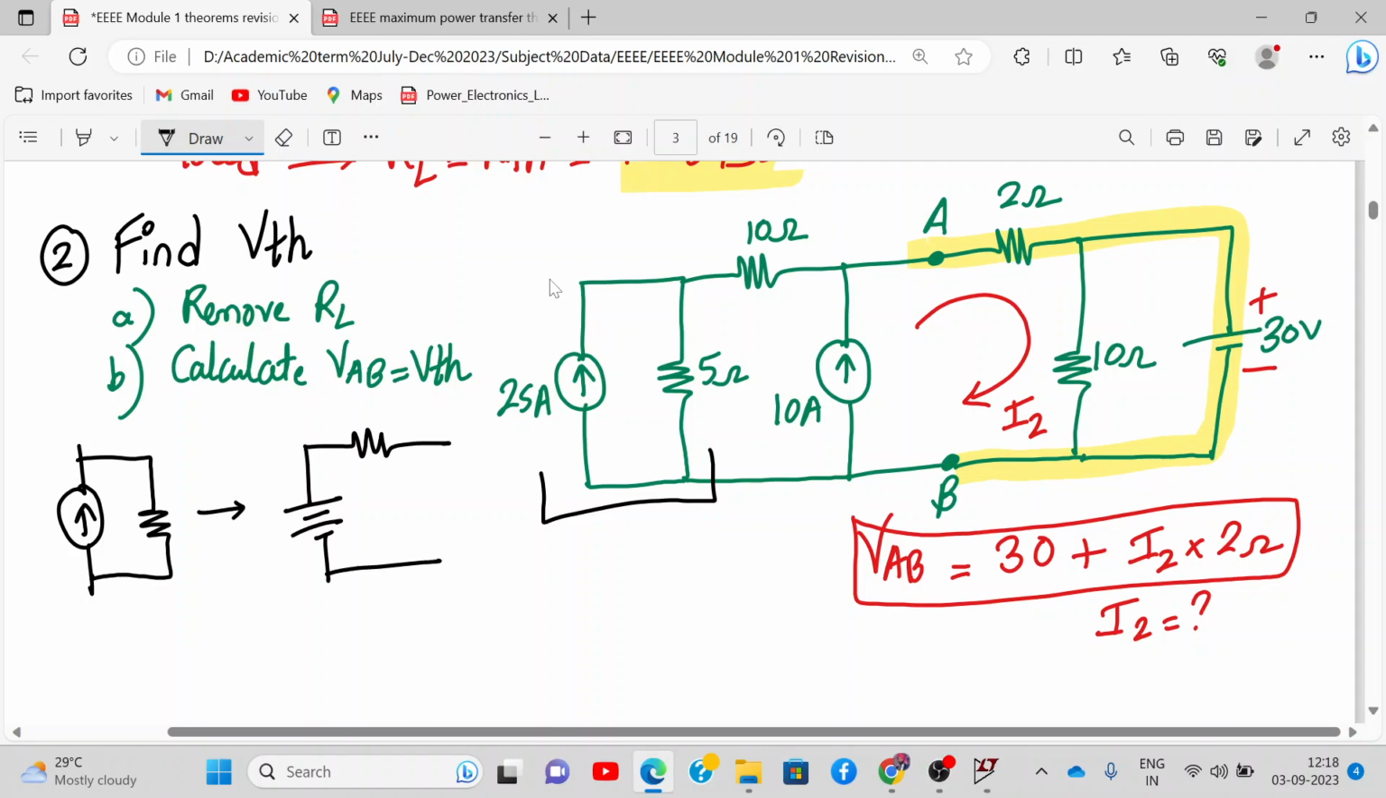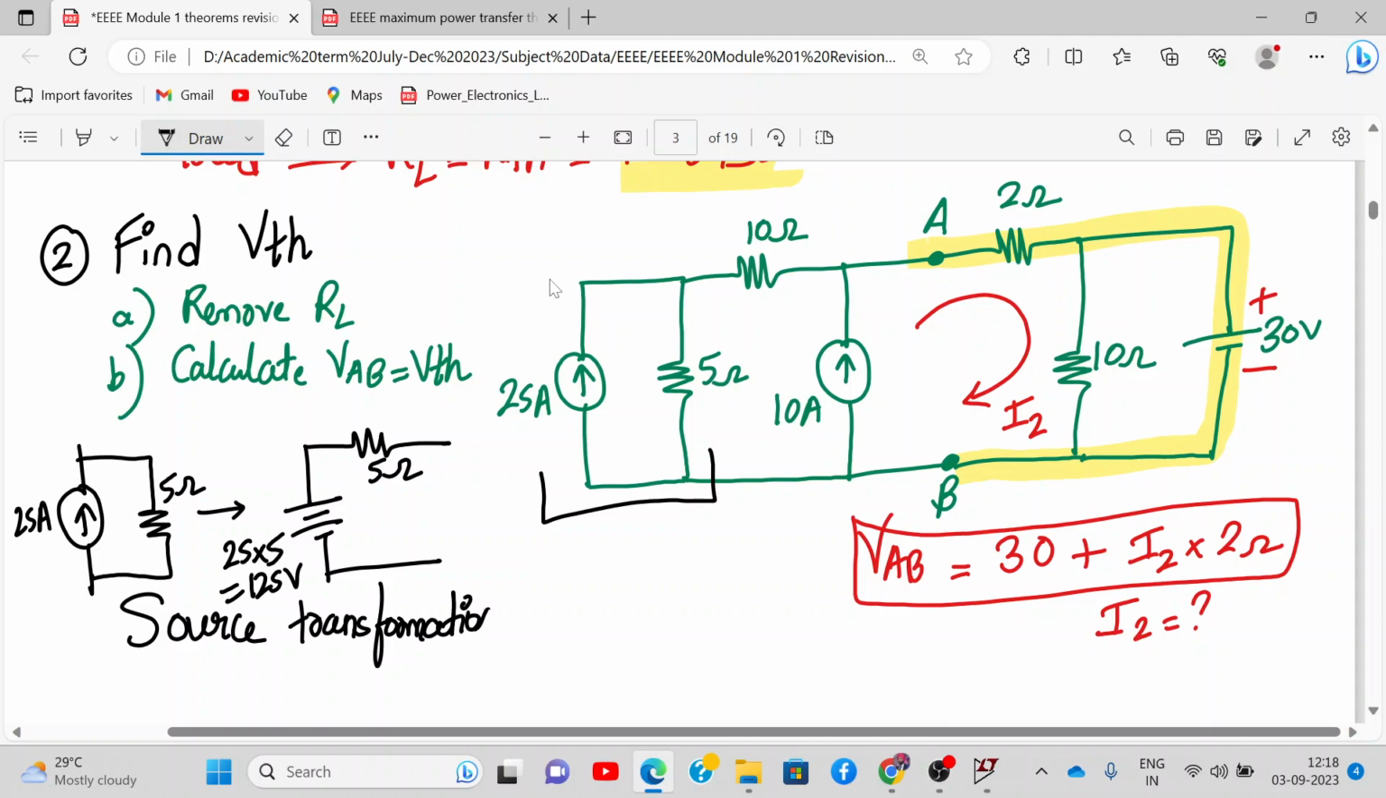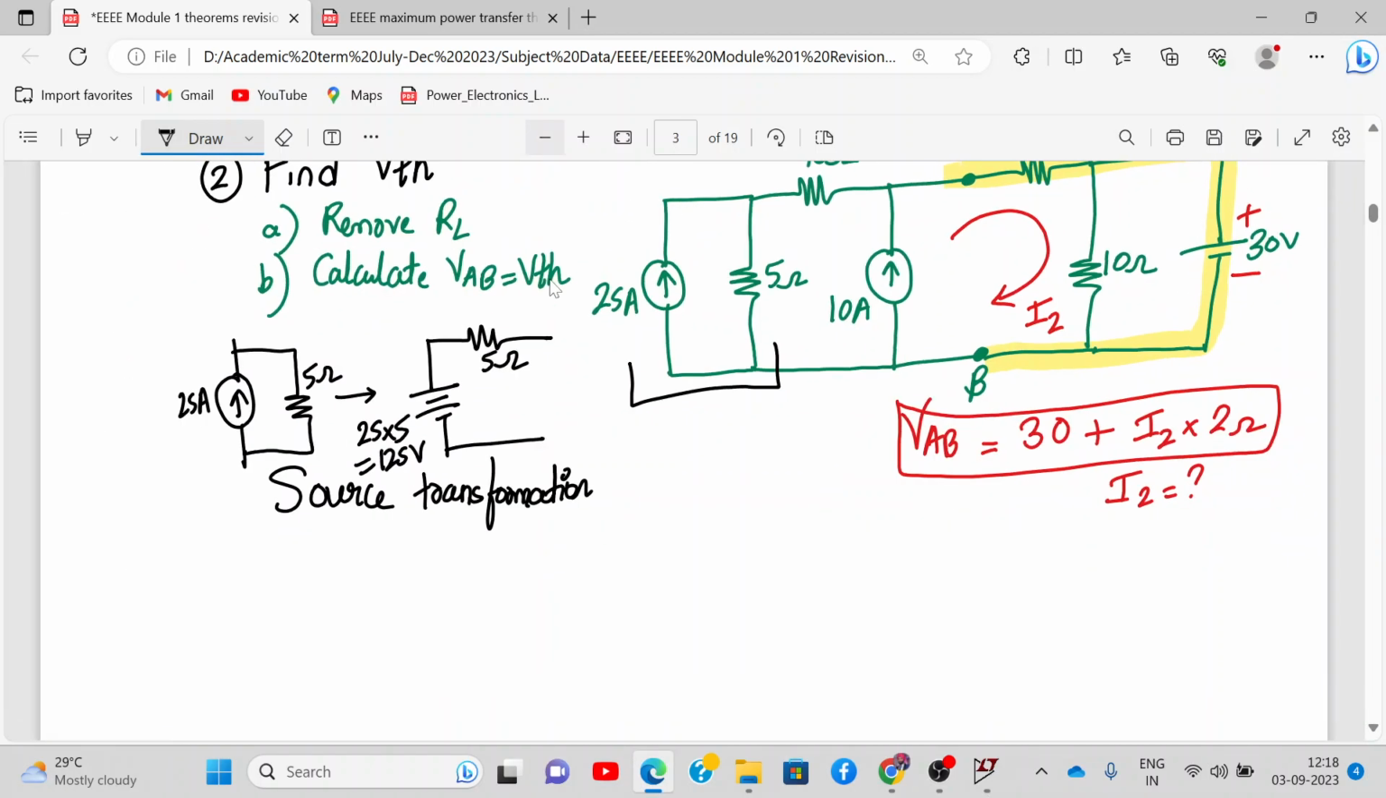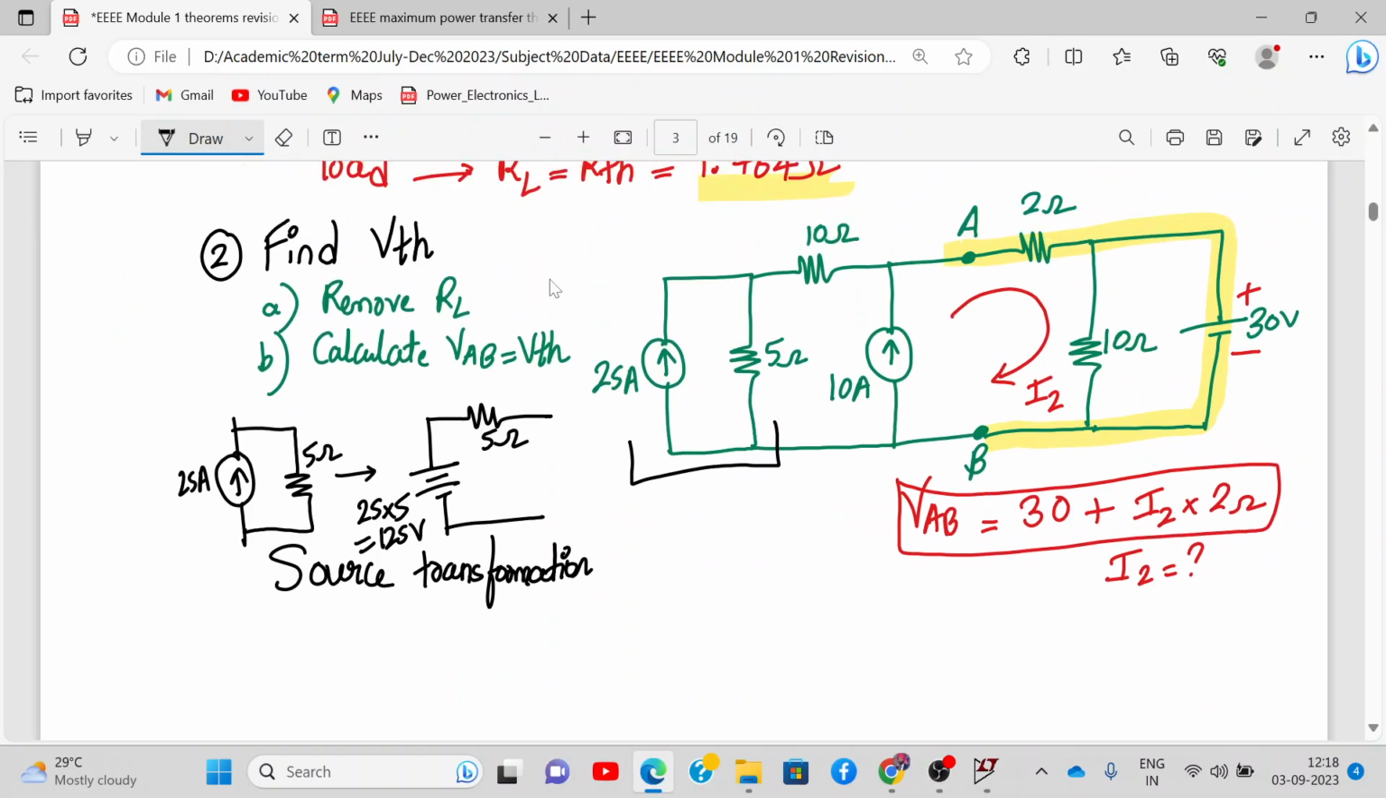Okay, and let's say this is 25 ampere, this is 5 ohm. What does it get converted into? How do we calculate the voltage? So voltage will be current into resistance. So this is 25 into 5, that will be 125 volt, and the resistance value will be the same. This is something called source transformation. Understood? Yes, sir. Got it.